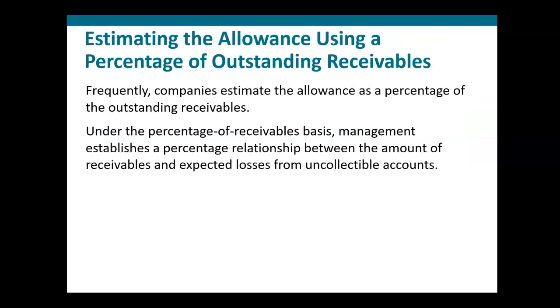Okay, the percentage of receivables basis is one method of estimating our uncollectible accounts. Under the percentage of receivables method, we actually compute what the balance should be in our allowance for doubtful accounts account. So this method calculates the balance in the account after the adjustment, and we have to back into the adjustment.